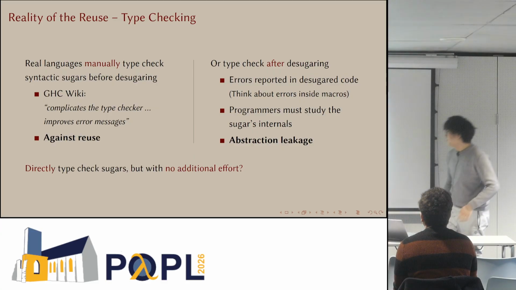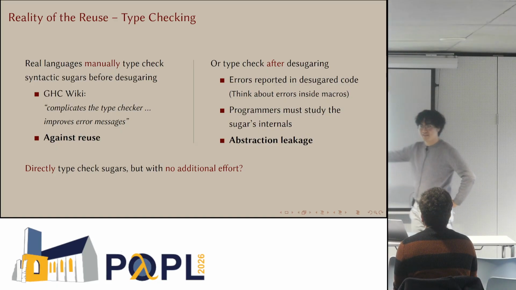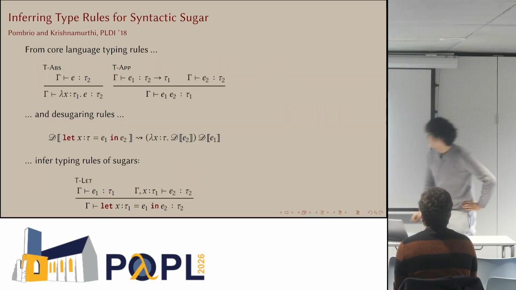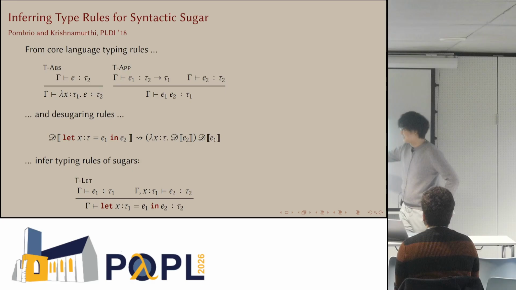So either solution has problems. So can we get the best of both? We can directly type check the sugars, but without the additional effort of manually writing their type checking. And Pombrio and Krishnamurthy came up with a solution. From the core language typing rules and the desugaring rule, they can infer the typing rule of a sugar. For example, this is the let example we just showed.